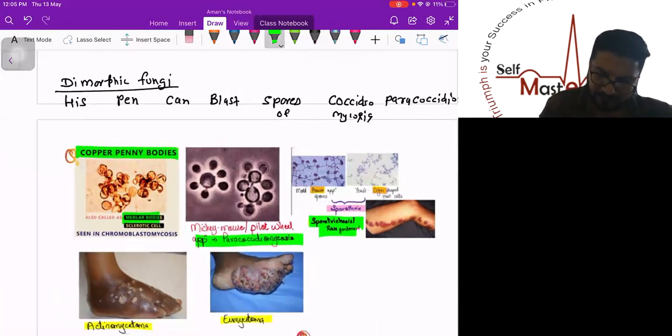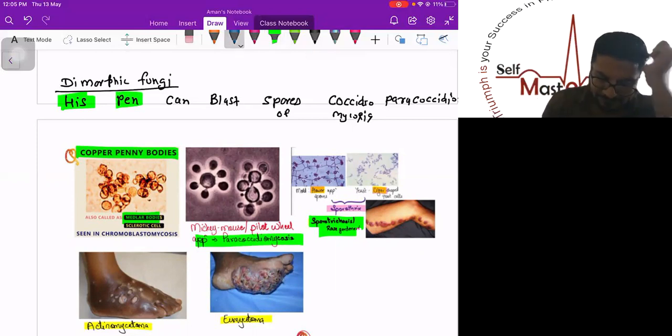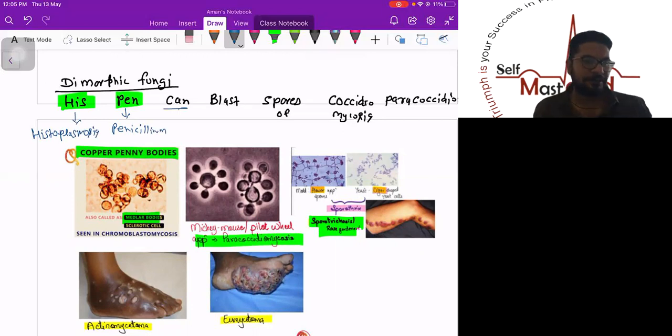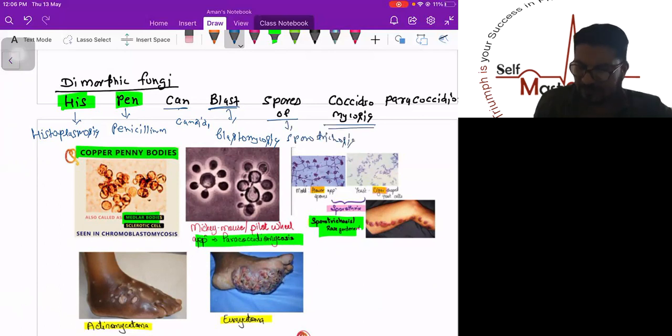So understand this. H stands for histoplasmosis. P stands for paracoccidioidomycosis, and this pen is penicillin, so let me write this: Penicillium marneffei. In the first alphabet you can see C, A, N: Candida. Blastomycosis. Sporothrix, sporotrichosis. These two I'm not writing because they're the same, coccidioidomycosis and paracoccidioidomycosis.